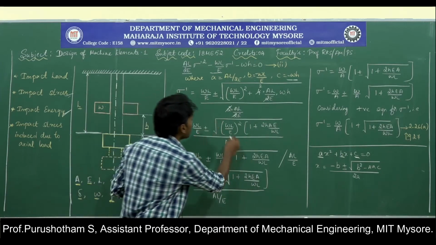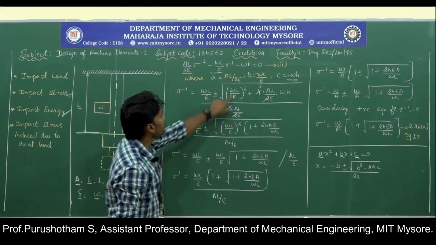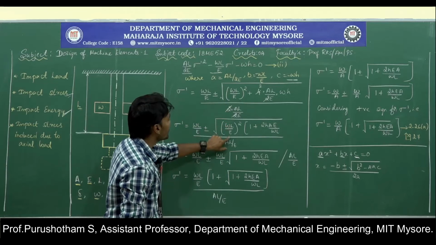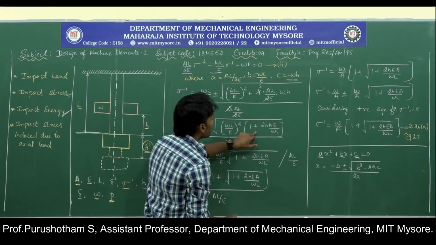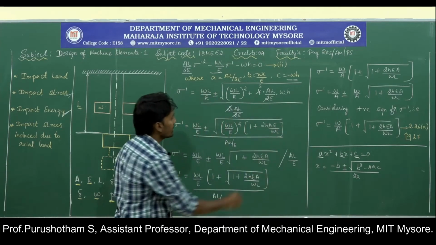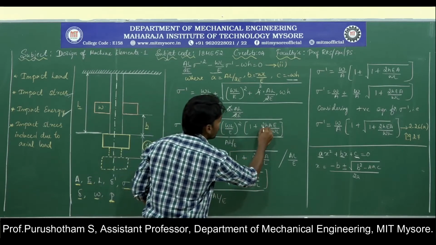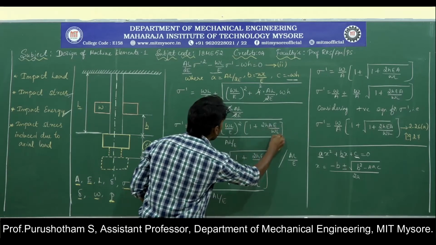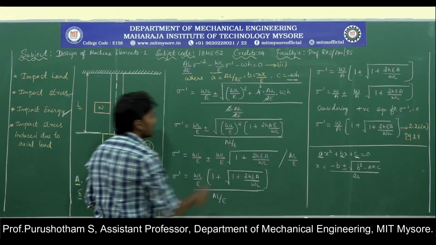In this term I am going to take (WL by E) whole square as a common factor. Then you will get 1 plus 2H AE by WL. If you solve this, you will get 1 plus 2H AE by WL. Here in the denominator we will be left with AL by E.